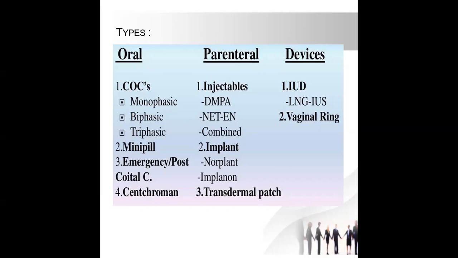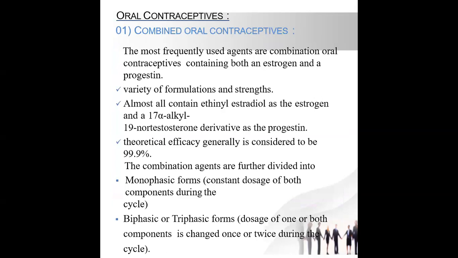Apart from oral and parenteral, there are certain devices which are also used, like the IUD, that is intrauterine device. It is not intrauterine death, it is intrauterine device, where LNG-IUS is nothing but levonorgestrel releasing intrauterine system. And apart from that, there are also devices called vaginal rings. So now we will look one by one at these oral contraceptive pills or combined oral contraceptives used in females. So what are these combined oral contraceptives?